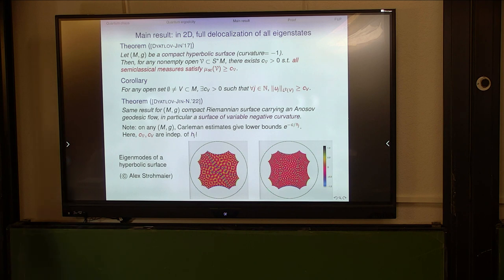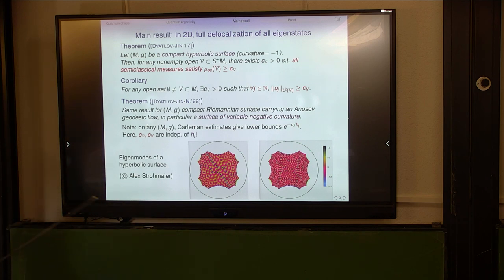So we cannot concentrate. The eigenmodes cannot concentrate on a subset which is not the full manifold. Okay, it has to delocalize. So this is why you can see it as a full delocalization. So it's less precise than equidistribution. Okay, it's not that any eigenstate converges to the Liouville measure, but that it converges to measures which have full support. Okay, so that's the statement.